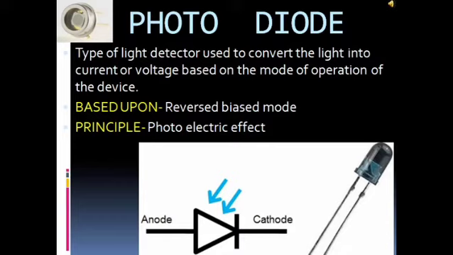It is based upon the principle of photoelectric effect. That means when the junction of the two-terminal semiconductor device is illuminated, then electric current starts flowing through the device, and only the minority current flows through it when a certain reverse potential is applied.